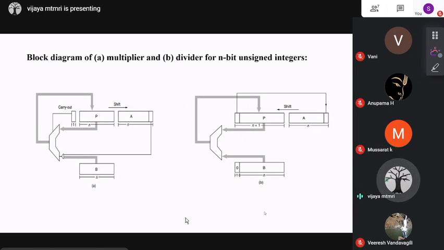So after repeating this process n times, the A register will contain the quotient and the P register will contain the remainder. So this algorithm is the binary version of this method.